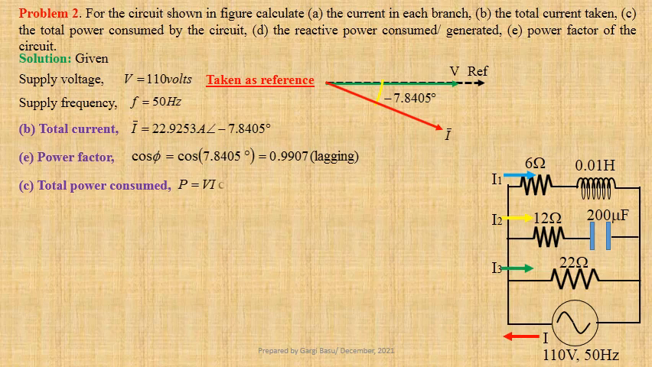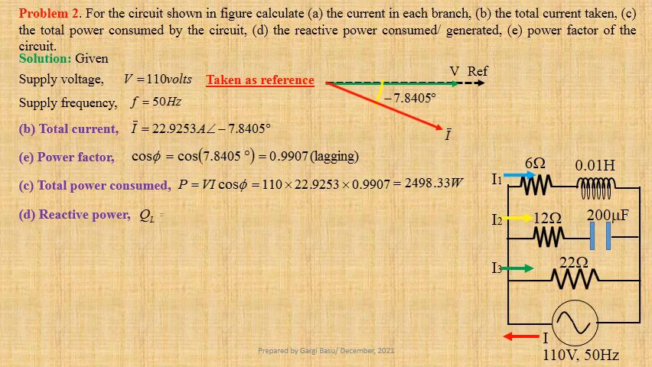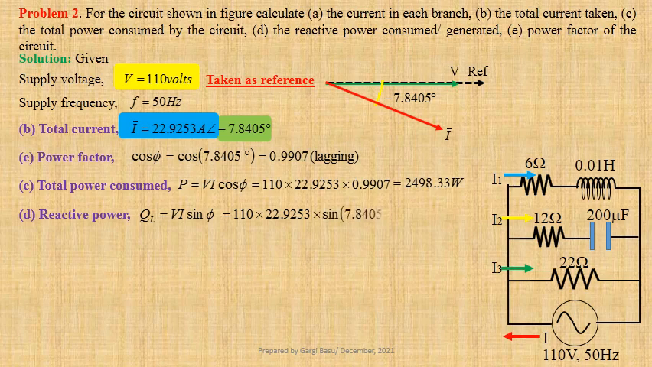Now we shall compute total power consumed by the circuit. P equals VI cos phi. Using values we get 110 into 22.9253 into 0.9907. That is equal to 2498.33 watt. And reactive power QL equals VI sin phi. Using values we get 110 into 22.9253 into sin of 7.8405 degree, that is equal to 344 volt ampere reactive, which is lagging in nature.